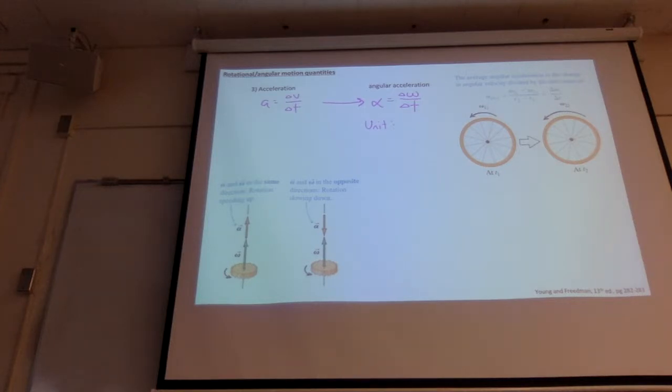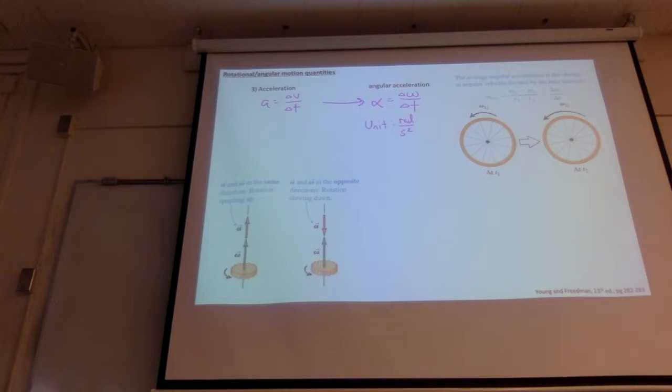What do you think the units will be this time? Radians per second squared. Okay, position, velocity, acceleration. Angular versions of all three of those.